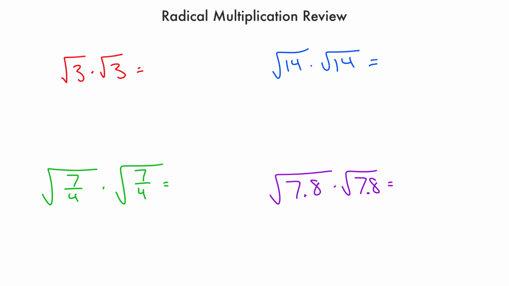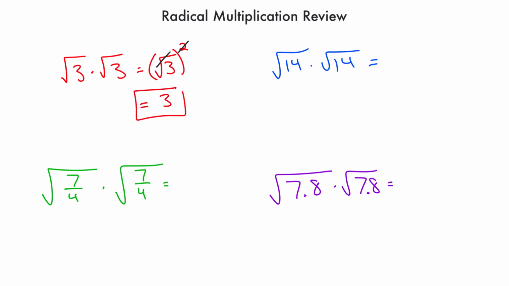Problem number 1, I have the square root of 3 times the square root of 3. I'm sure all of you realize that answer is just 3. But what's more important is I want to make sure that you understand why. That's because this is the same thing as the square root of 3 times itself, or the square root of 3 squared. The reason that's important is because the square root and the square undo one another, which is why the answer to this is just 3.